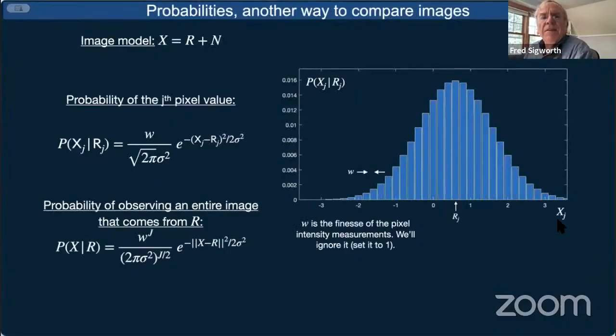So we're going to compare images in a different way. We're going to compare images by saying what is the probability that a given experimental image came from a particular reference. And the way we do it is we say, okay, let's suppose one pixel of our reference, the jth pixel, the actual value is here on this axis of possible pixel values. But we might, in our experimental image, pick values anywhere from this distribution.